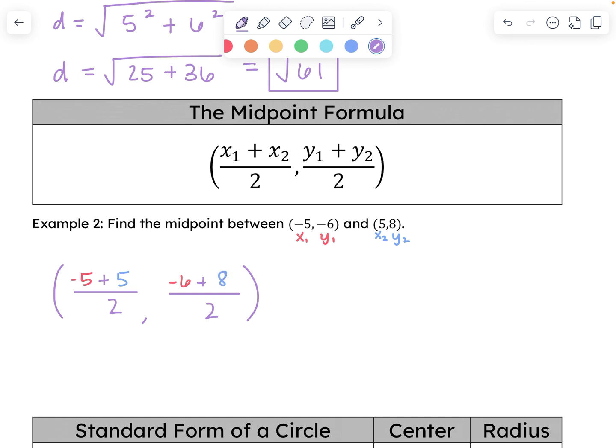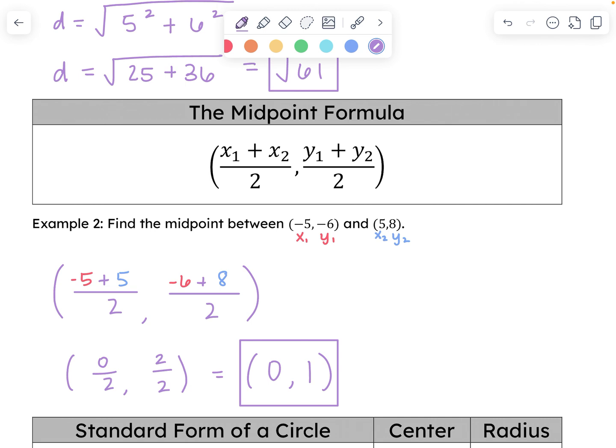Okay, when I start to simplify this, negative 5 plus 5 is going to give me 0 over 2. Negative 6 plus 8 is going to give me 2 over 2, which simplifies down to 0 and 1. 0 divided by 2 is 0, and 2 divided by 2 is 1. So my midpoint in between those 2 points would be 0, 1.